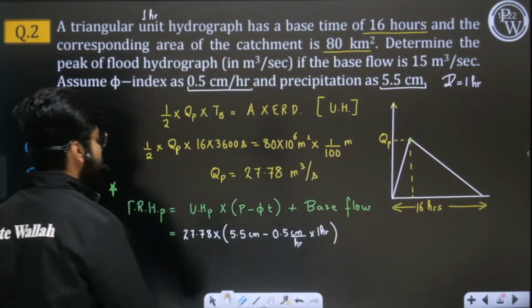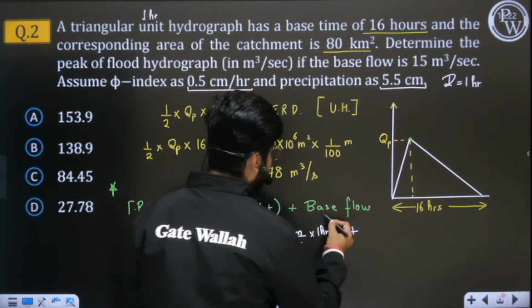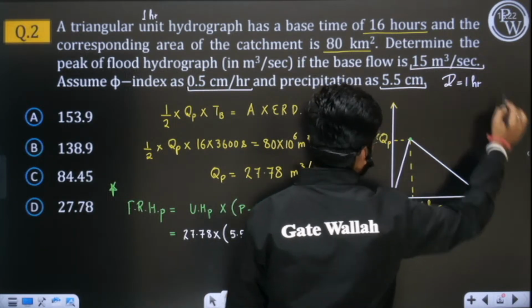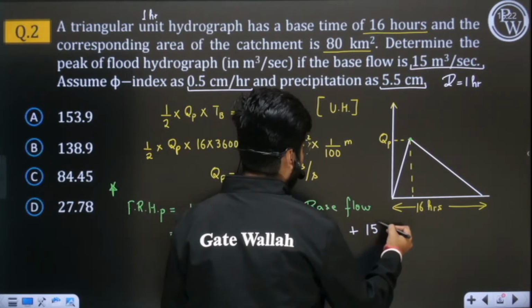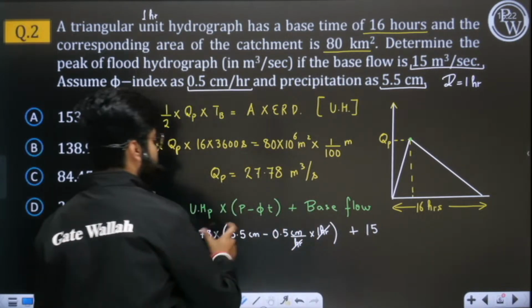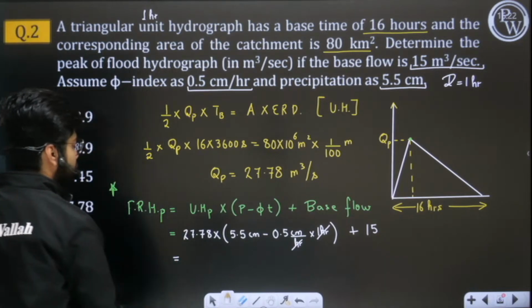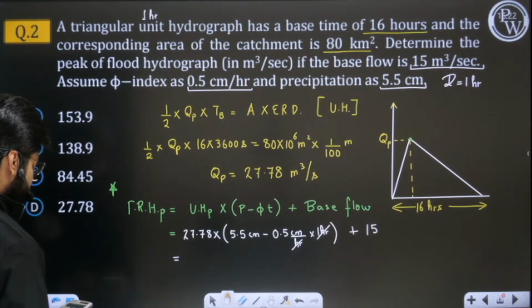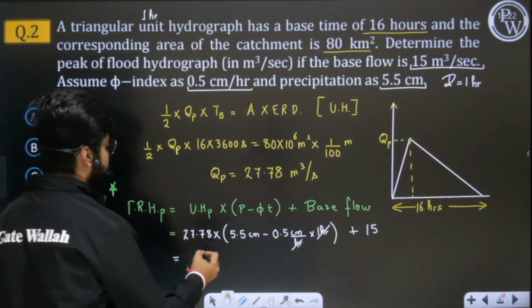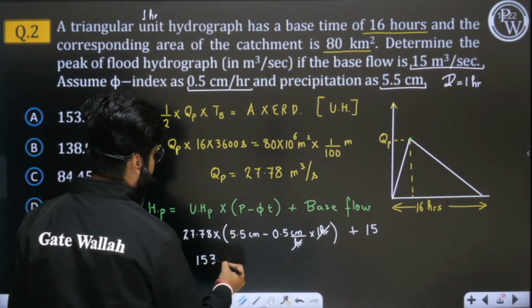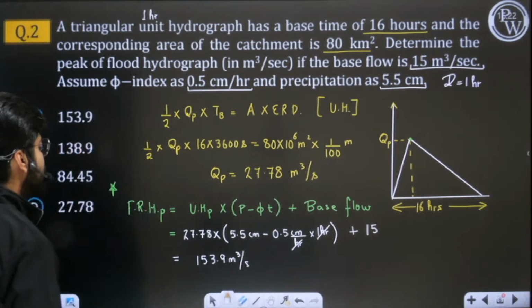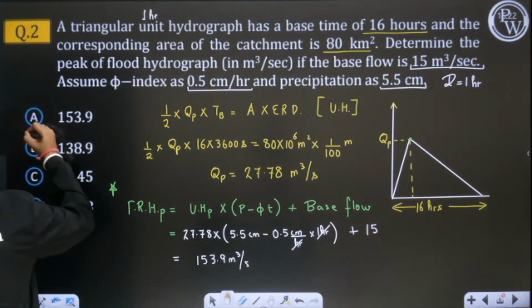Yes, now. So solve this, how much are we getting? Base flow is given to us as 15. Okay, base flow is 15. So 27.78 multiplied by 5 plus 15 is 153.9 meter cube per second. Okay, so this is your peak discharge for flood.